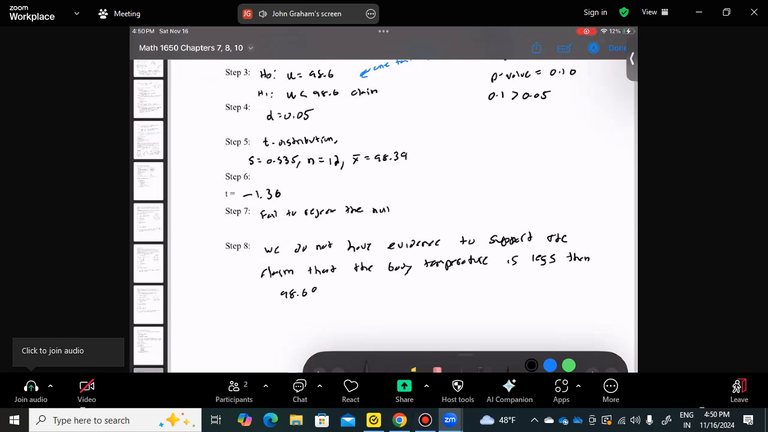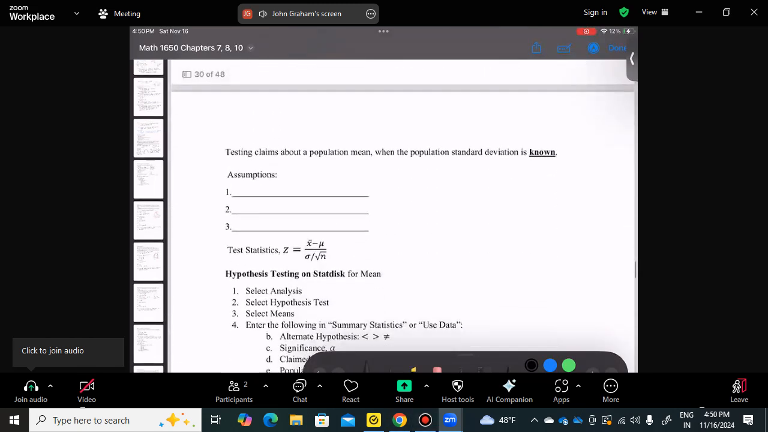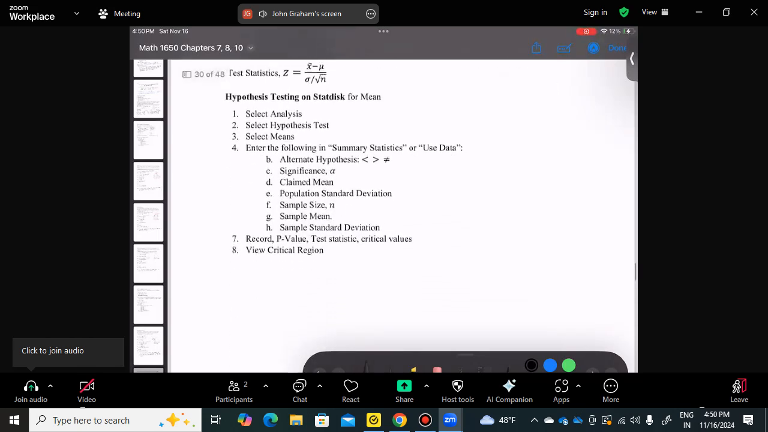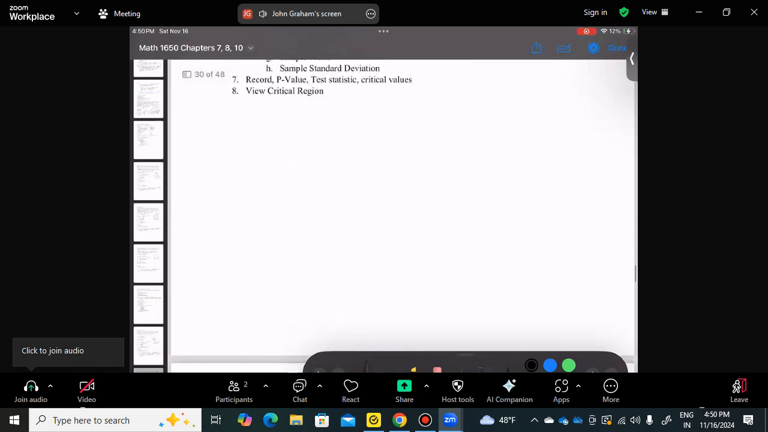So now let's do one where we do know the standard deviation. Here the assumptions are very similar: a simple random sample, a normal distribution or n greater than 30, and the population standard deviation is known. This takes us back to a z-score, so you'll end up with a z-score. The procedure is just the same as what we've done, except we have a population standard deviation.